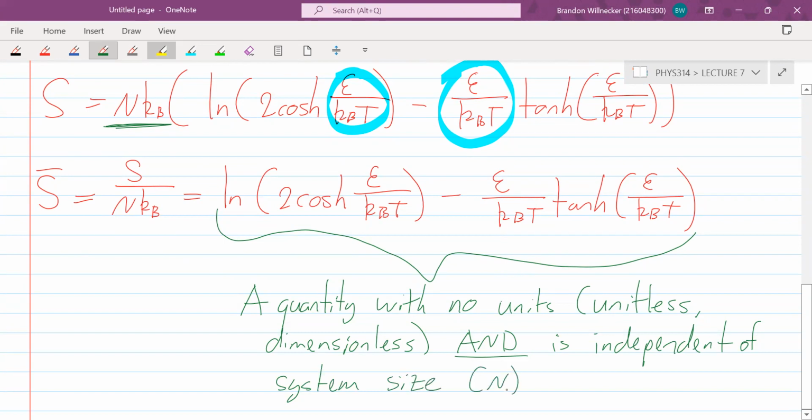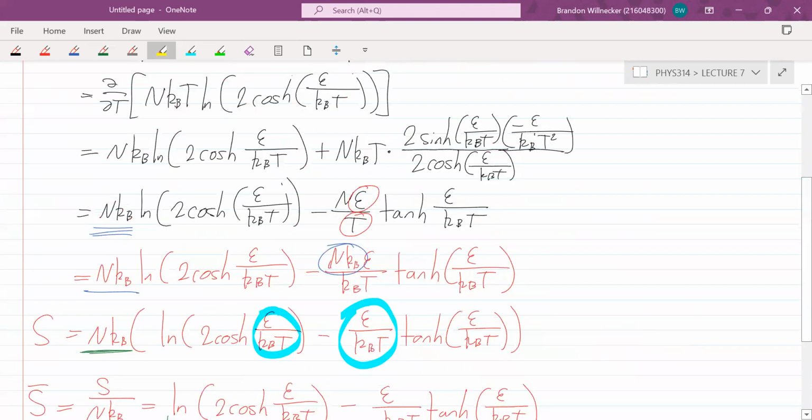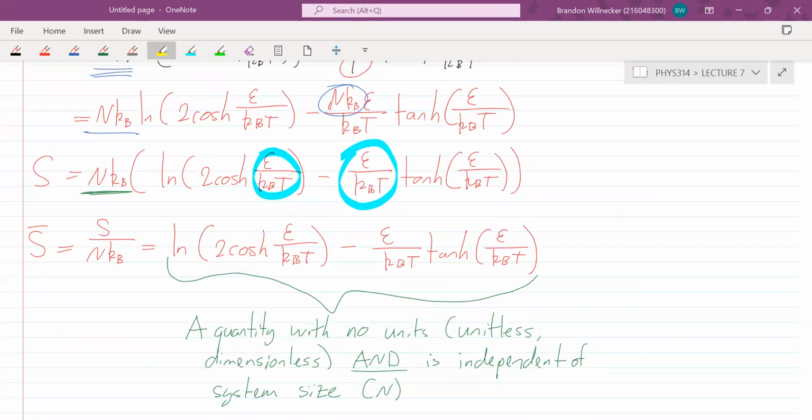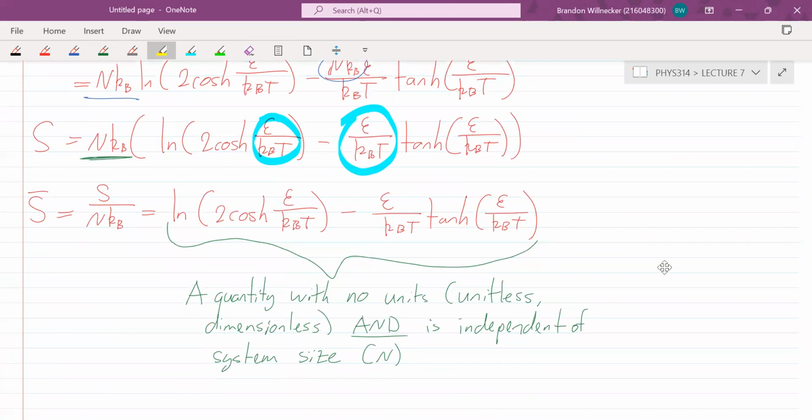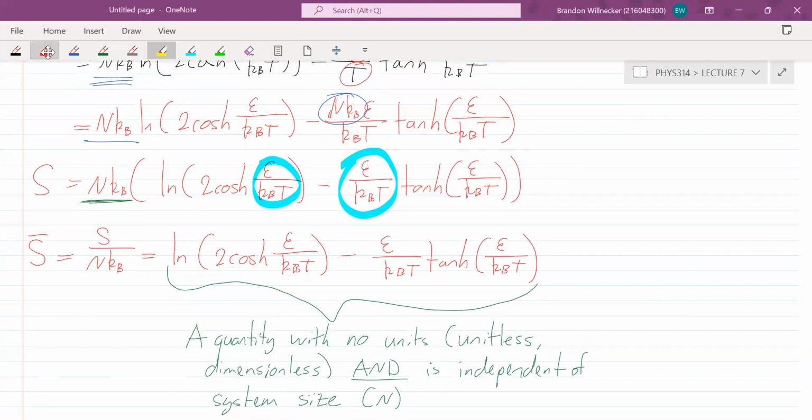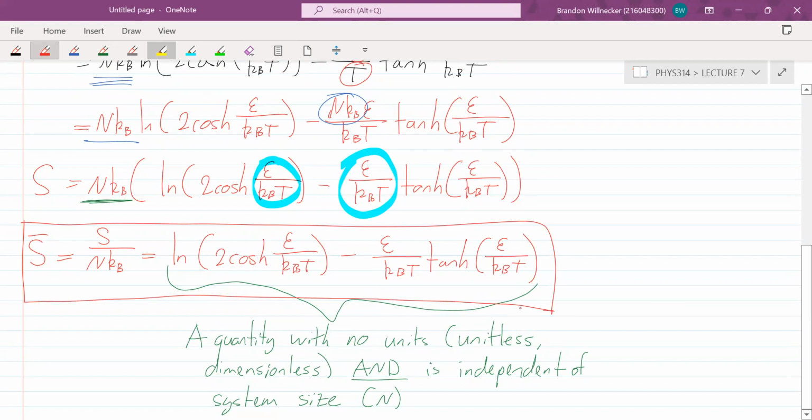In this case, N. Okay, so this previous answer that I wrote here, that's perfectly fine. However, you should get into the habit of writing things like this, where it's nice and unitless and independent of system size, if possible. So again, it's not compulsory to write it like this, but you should get into the habit of doing it. So this is a unitless or dimensionless equation. Any questions on that?